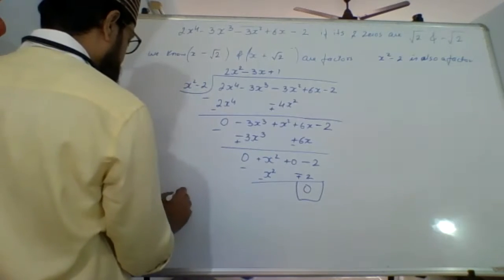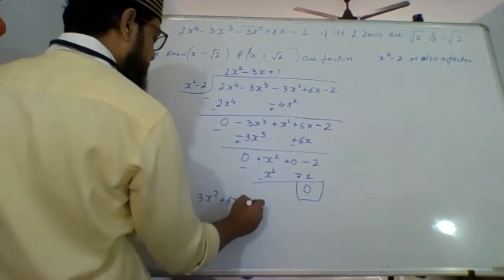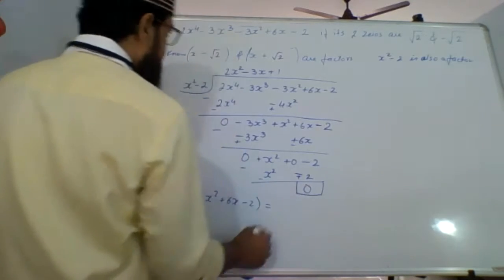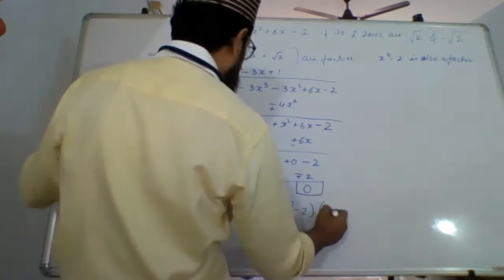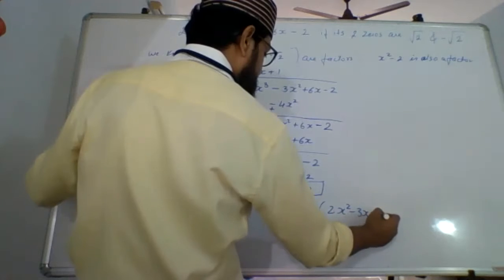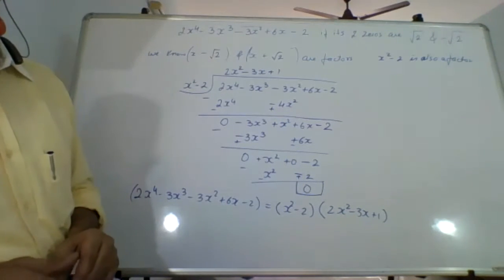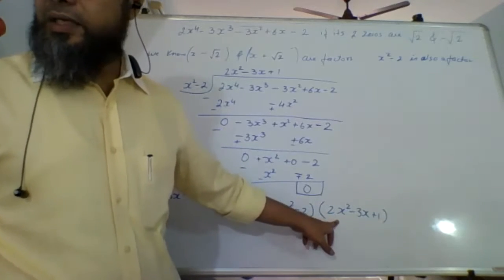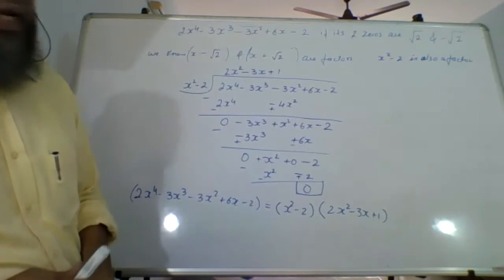2x^4 minus 3x^3 minus 3x^2 plus 6x minus 2, that is the dividend, equals the divisor, that is x^2 minus 2, into the quotient, that is 2x^2 minus 3x plus 1. Now we have to factorize this 2x^2 minus 3x plus 1, which we factorize by splitting the middle term.